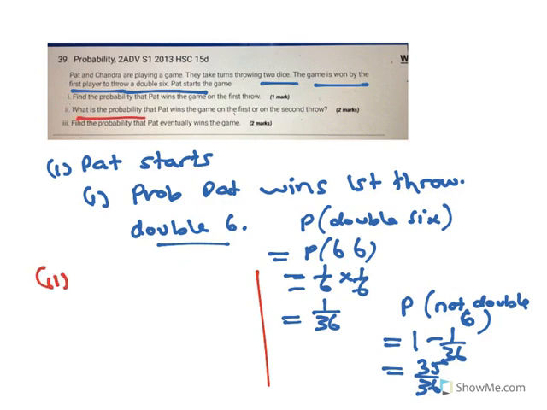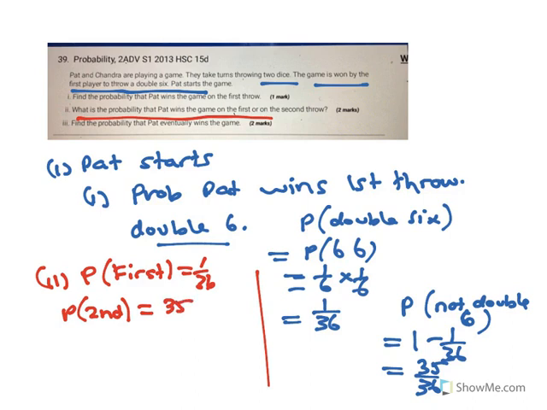But if you're looking at part 2, whether Pat wins the game on the first or the second throw? So if he wins on the first throw, that's your 1 in 36. If he wins on the second throw, he's got to not win on the first. So to not win would be 35 on 36, and he'd have to win on the second throw. So it would be that. Okay, what is the probability that he eventually wins?